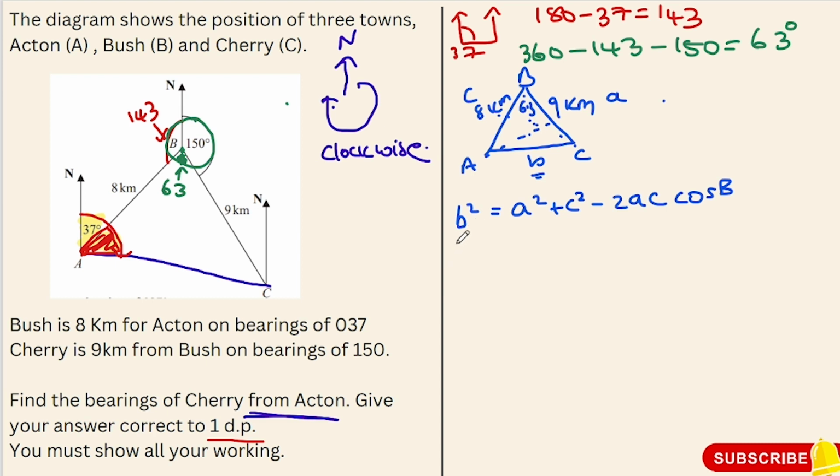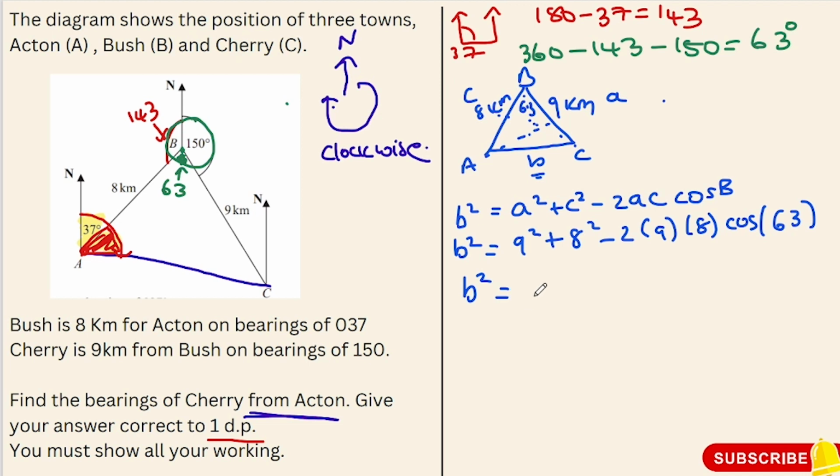After this it's a matter of substitution. So b squared is equal to 9 squared because a is 9, plus c, which is 8 squared, take away 2 times 9 times 8 times cos 63. From my previous video, you should be able to work out b. If you plug all of that into your calculator, you will get a value of 79.63 dot dot dot. I'm not interested in b squared, I'm interested in b, so I'm going to square root both sides.